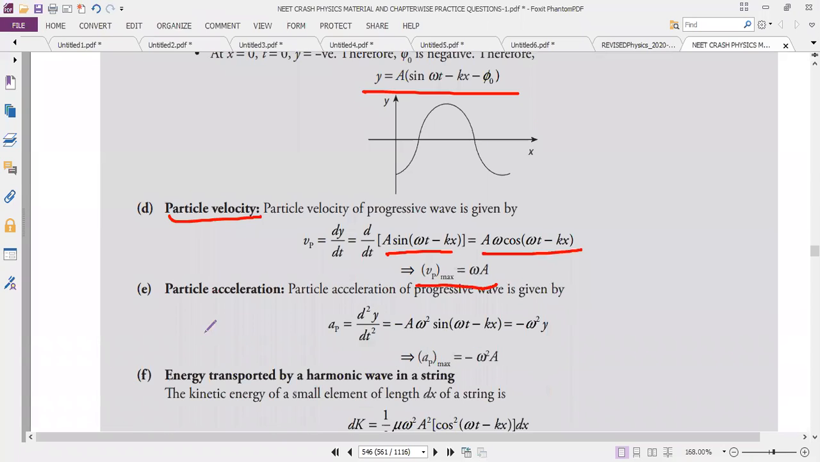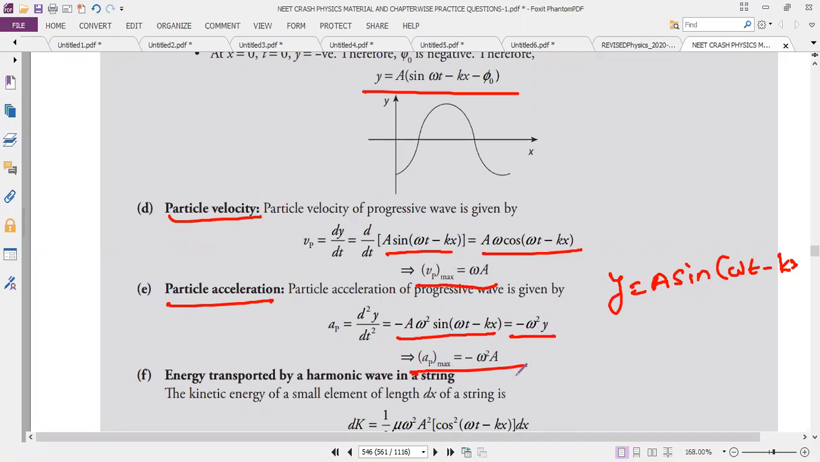Next, particle acceleration, d square y by dt square. Do the differentiation two times, then you will get minus omega square y. See here, a omega square sin (omega t minus kx) is there. What is y? y is equal to a sin (omega t minus kx). So if I replace it, I will get minus omega square y. For the maximum, minus omega square a.